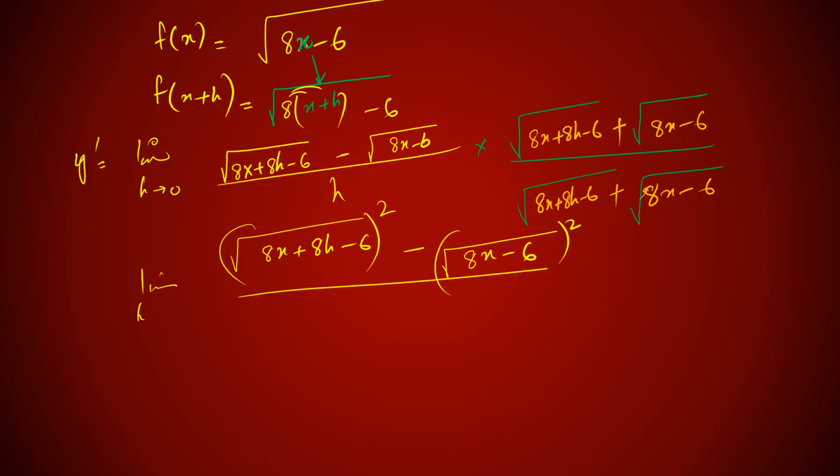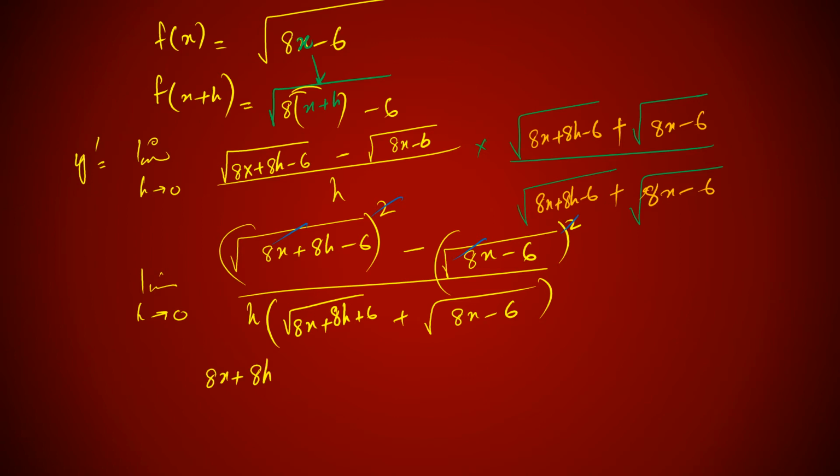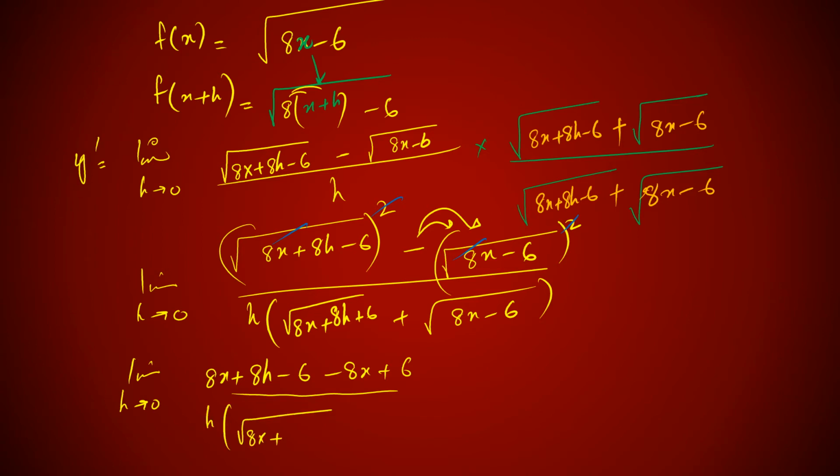And the denominator, without any hesitation, write it down as it is. So we write h, and then in the bracket we write radical of 8x plus 8h minus 6 and plus radical of 8x minus 6. Now remember, the square and the square root always cancel out. So what is left? We will be left with 8x plus 8h minus 6. Now open the bracket with the negative sign. You will get negative 8x plus 6. So remember, don't forget to open the bracket, because some students do not open the bracket and that leads to the wrong answer.